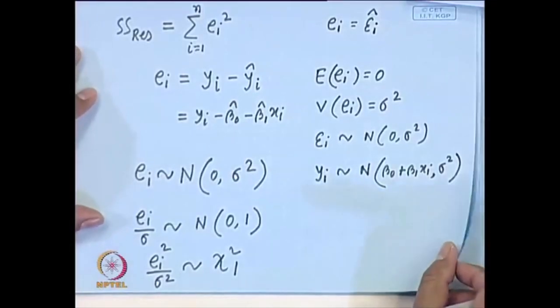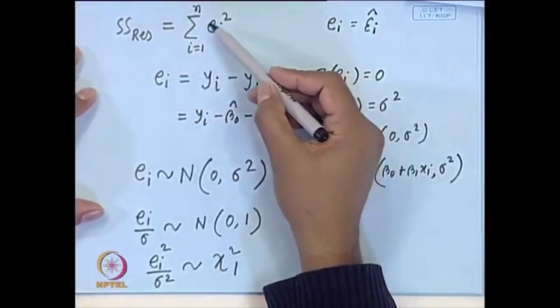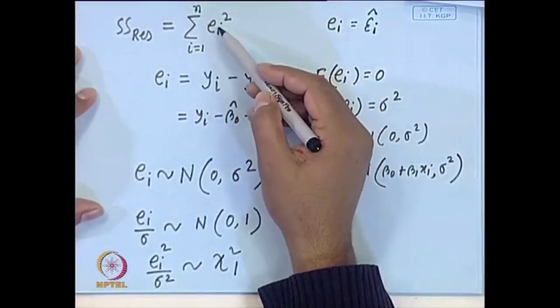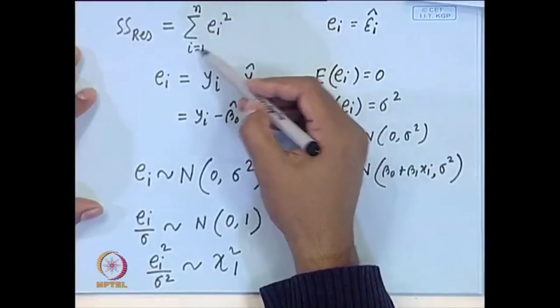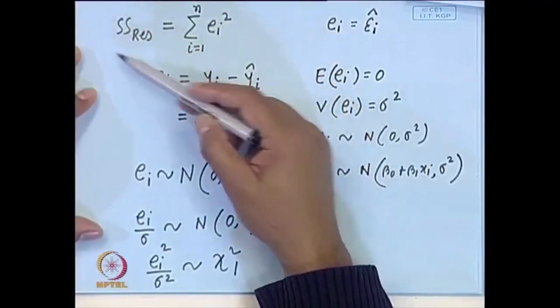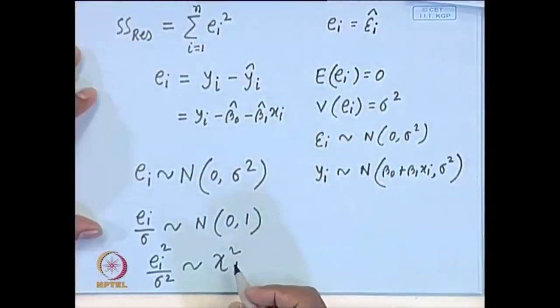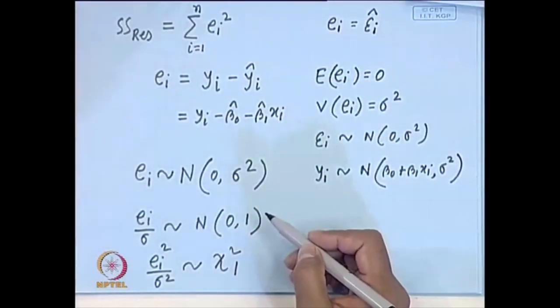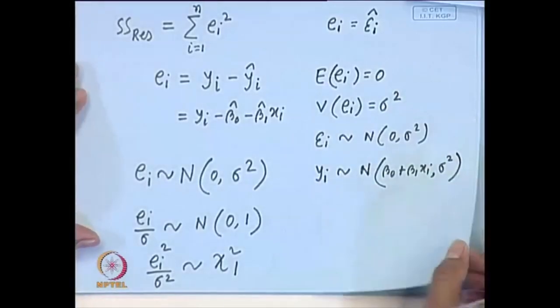Well, SS residual is basically a sum of ei square, i equal to 1 to n, but the distribution of SS residual is not chi square n, because all the ei's are not independent. These ei's satisfy some constraint.